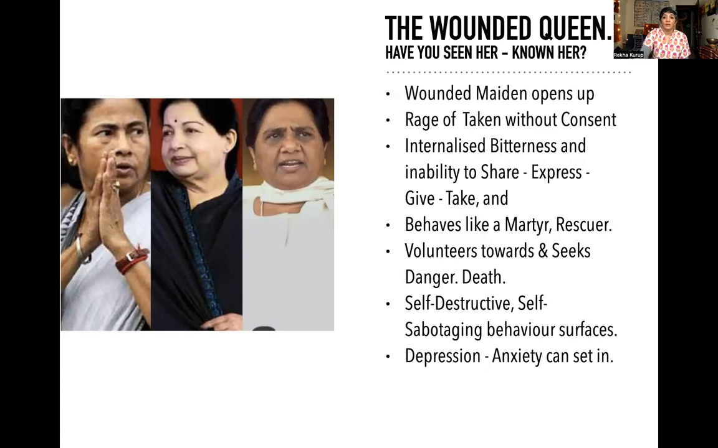So it's the rage of being taken without consent. So now you take without consent. Internalized bitterness, inability to share, express, give, take, behaving like a martyr, a rescuer, volunteering towards and seeking danger, death, challenges, self-destructive, self-sabotaging. And often when we are self-destructing, self-sabotaging, it is also mirrored in our behavior with others. Dementia, depression, anxiety, psychotic, deep, extreme emotional outbursts, all of this can be part of the wounded queen.